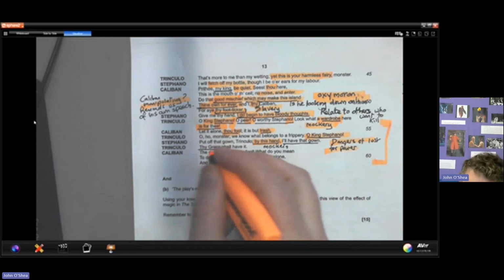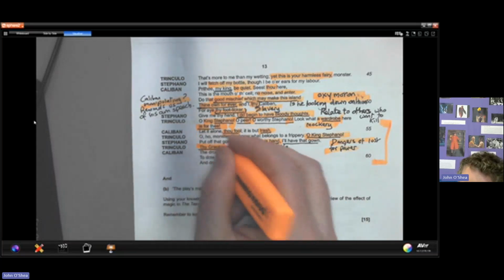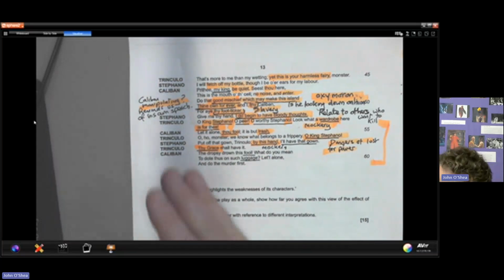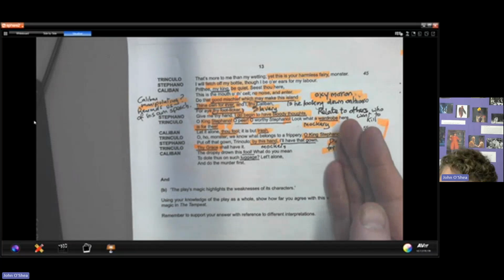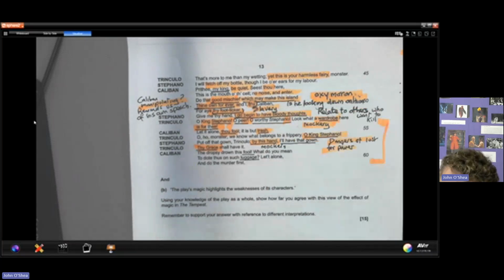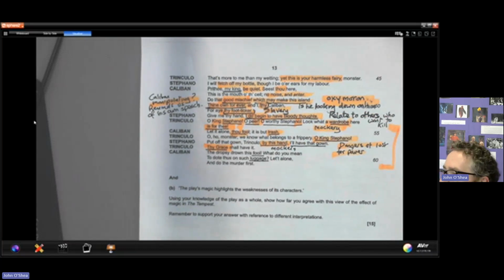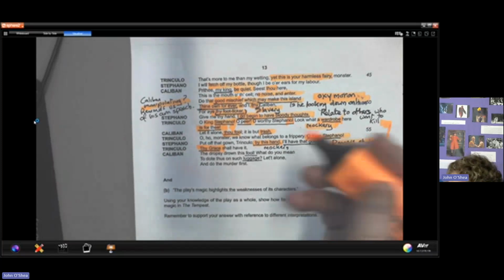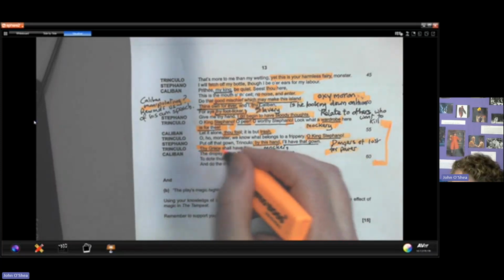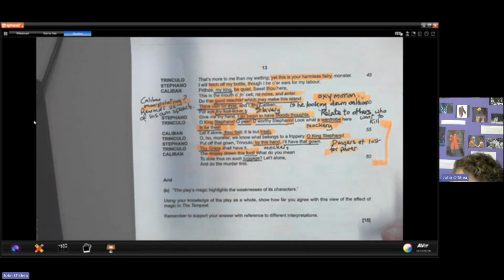"Thy grace shall have it," says Trinculo. Does Trinculo use all these titles? "Thy grace, O king, O peer, O worthy Stefano." Is he using them in a mocking way, or is he subservient to him? You know, you could see it in two ways. But again, Caliban sees them as just fools.